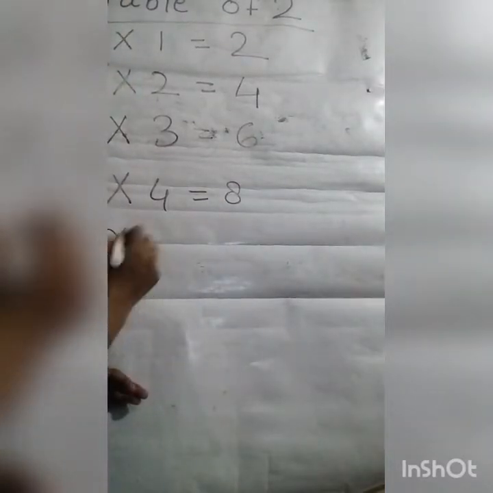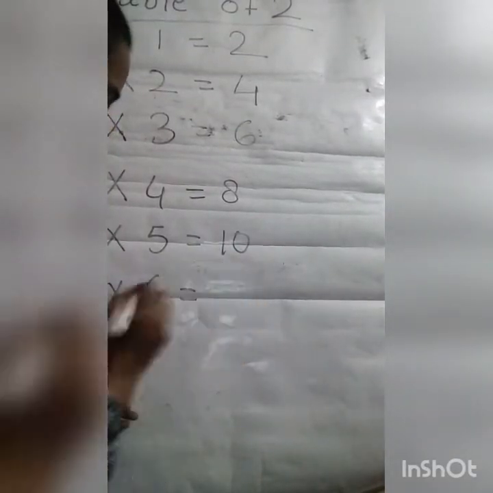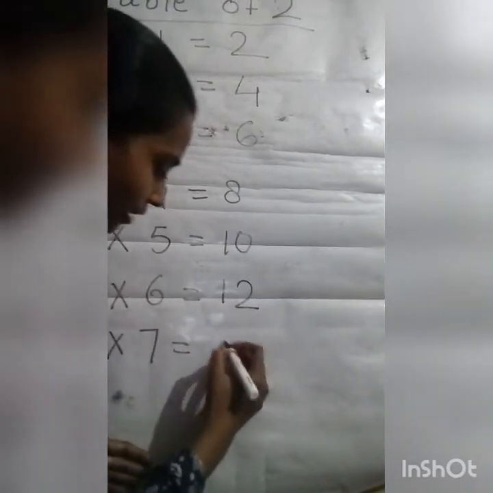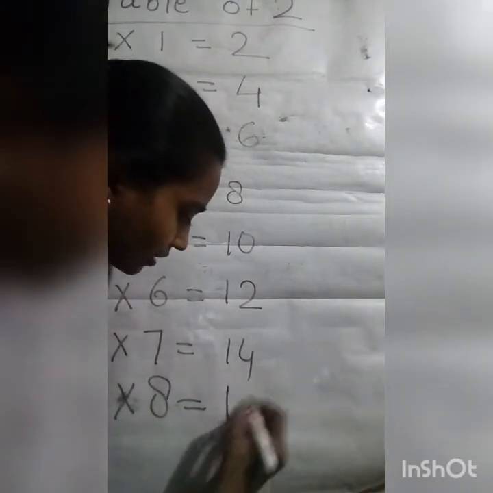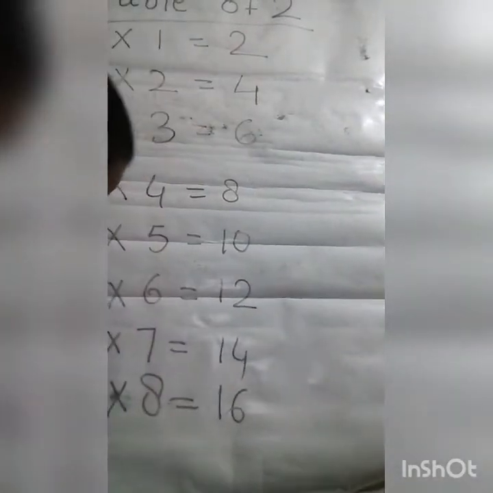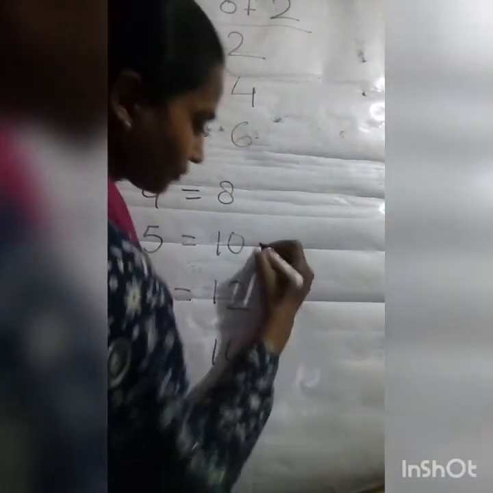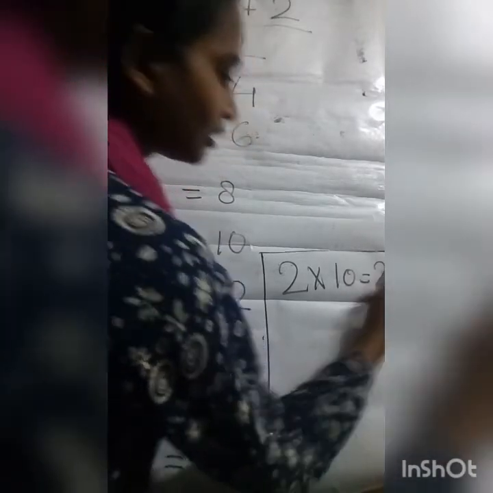2 fours are 8, 2 into 5, 2 fives are 10, then 2 into 6, 2 sixes are 12, 2 into 7, 2 sevens are 14, then 2 into 8, 2 eights are 16, okay, then 2 into 9, 2 nines are 18, and then children see over here, 2 into 10, 2 tens are 20.